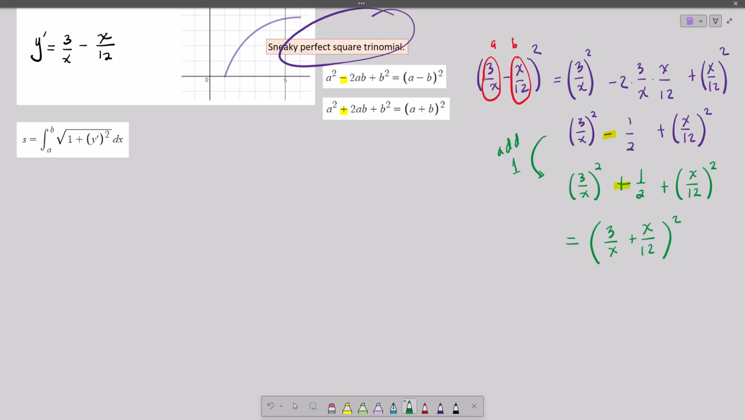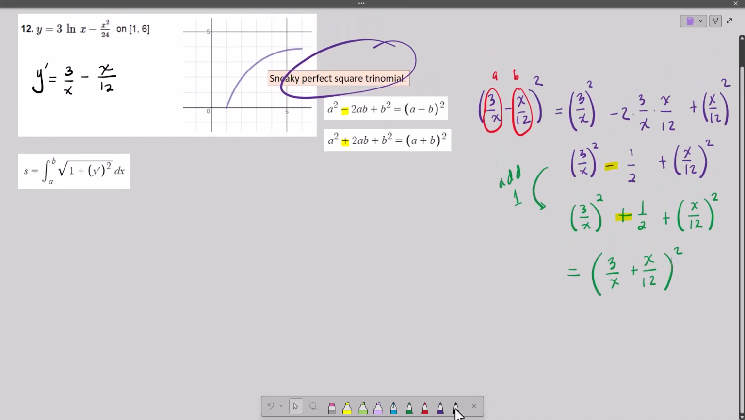So let's see what happens when we use this little observation that when we don't multiply everything out, look at what happens. The 1 plus y prime squared is a square, and that's sitting under a square root.